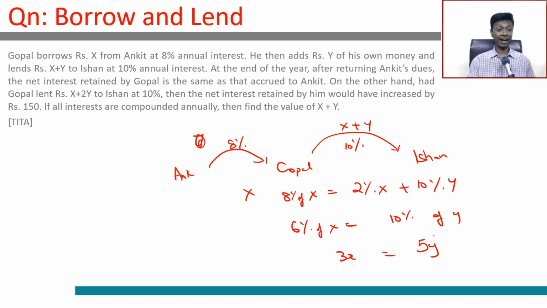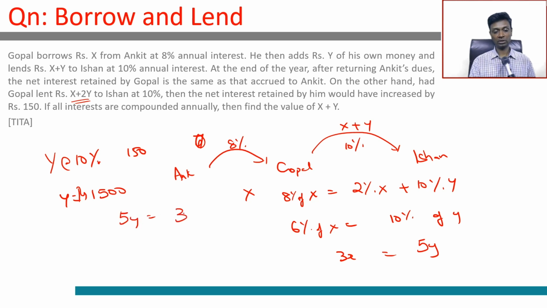On the other hand, had Gopal lent X plus 2Y to Ishan at 10%, then the net interest retained by him would have increased by rupees 150. Instead of X plus Y, he now lends X plus 2Y. So the additional Y at 10% gets him an additional interest of 150, or Y is rupees 1500.